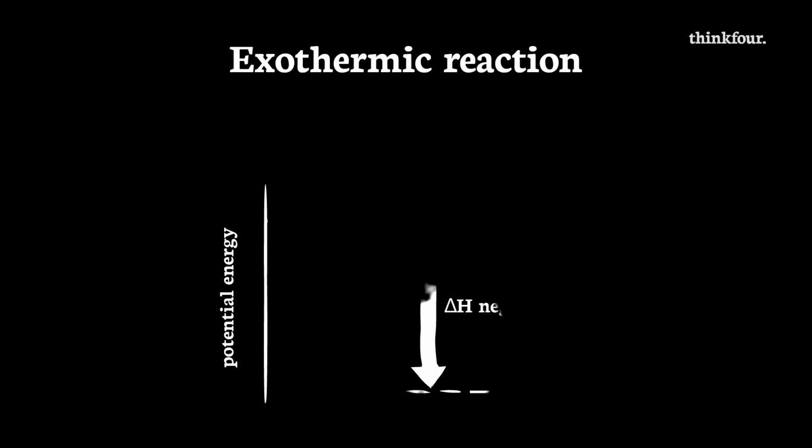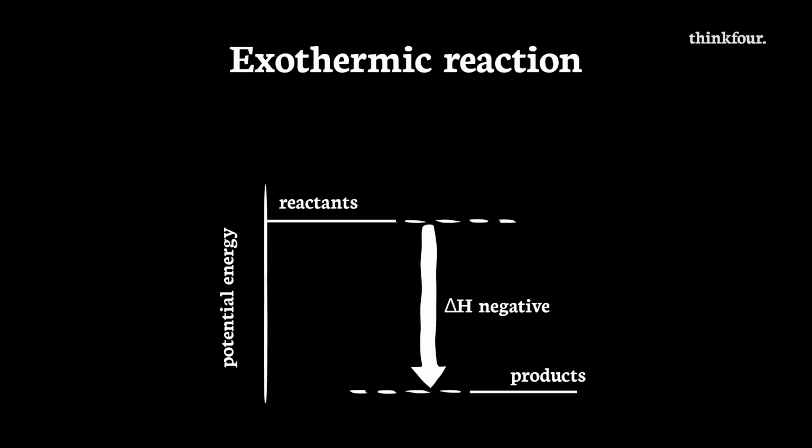An exothermic reaction will release some of the reactant's energy to the surroundings. The potential energy of the reactants will be higher than the products. The lost energy is released in the form of heat. The enthalpy change will be negative and the solution's temperature increases.